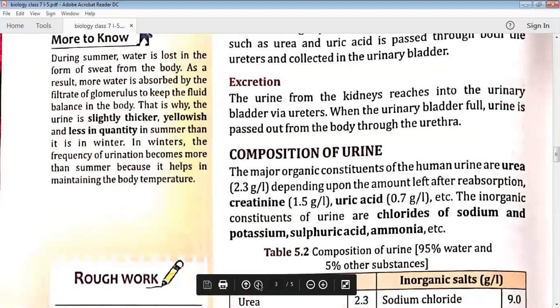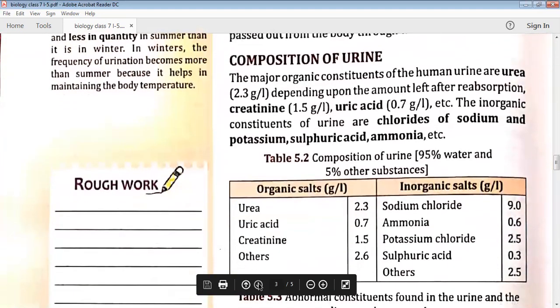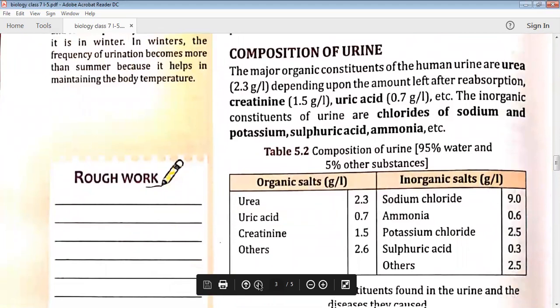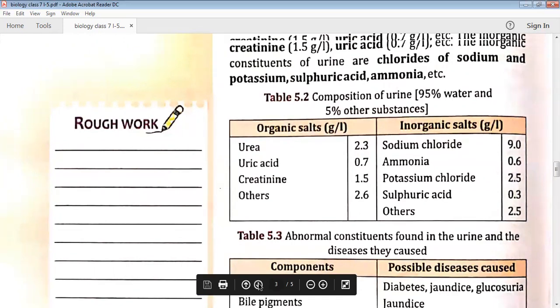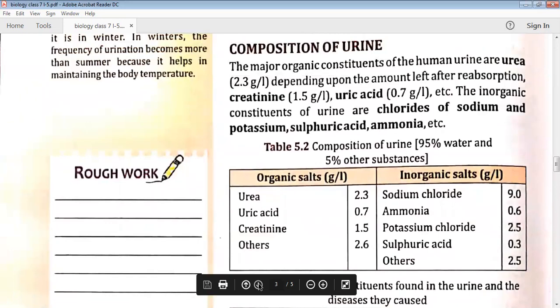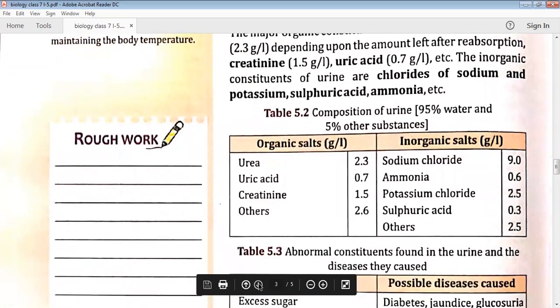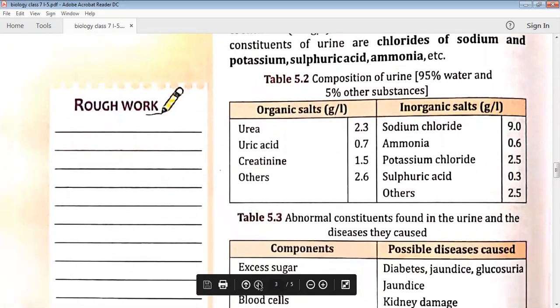Next, we have the composition of urine, the major organic constituents of human urine. Composition means what all things urine contains. You can look at the table. It has urea 2.3 gram per liter, uric acid 0.7, creatinine 1.5, other substances 2.6, sodium chloride, ammonia, potassium chloride, sulfuric acid, others, etc. If there is some variation in the percentage or amount of any of these substances, then it is abnormal and indicates a certain critical situation.